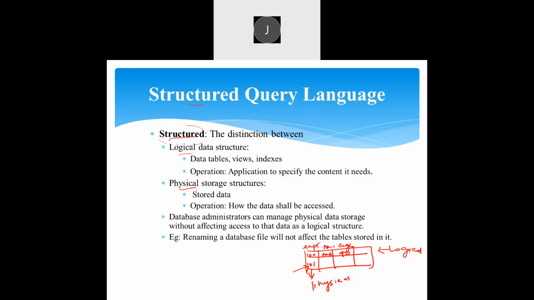In the logical way, we have data tables, views and indexes. Indexes, I told, are particularly for faster access. Say I wanted to get the information of age 40, then you can have an index on age 40 and you can retrieve the data faster. The views, the way to create your table and all, you can say are the logical structure. The actual stored data, how the data is accessed or stored, those are the physical structures. In this way, we call this query language structured.